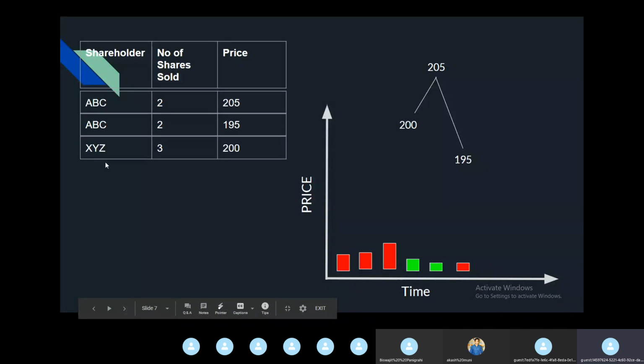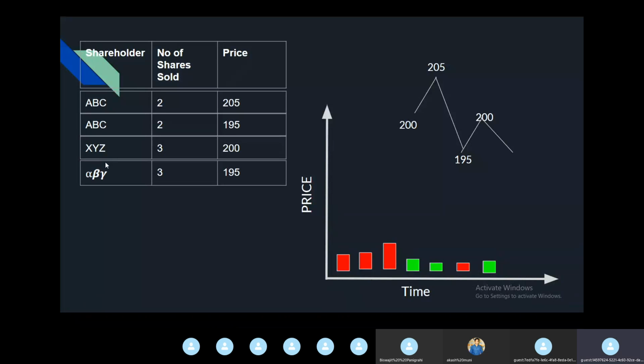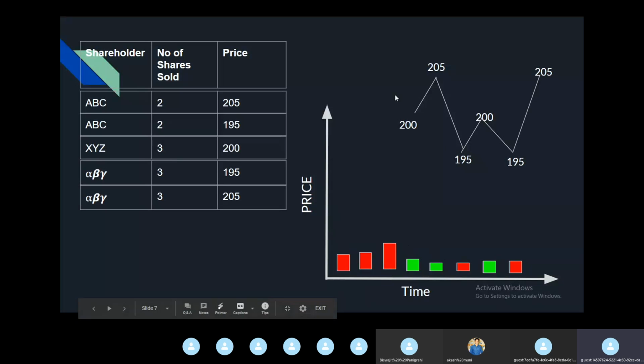XYZ company came, he sold his three shares at 200. Okay. And then Alpha Beta Gamma company came, he sold his three shares at 195. And again, he sold another three shares at 205. Now you see this is the same picture that we saw in the first stage, where the movement of the price is not much and the transactions are very low volume.